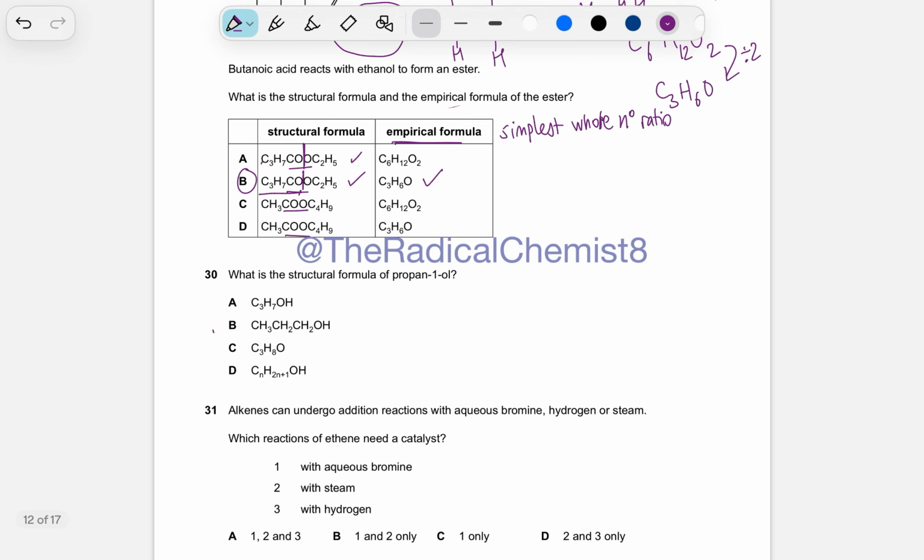What is the structural formula of propan-1-ol? So structural formula would mean it's going to be B. So propan-1-ol, the OH is on carbon number 1, if you label it like that. And this, remember, would be molecular formula, general formula. So your answer is B.